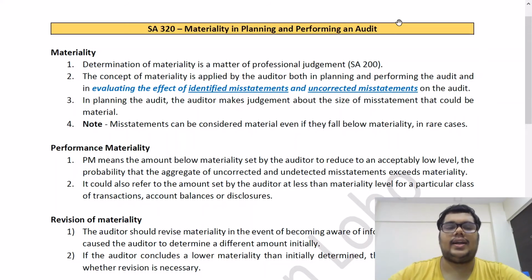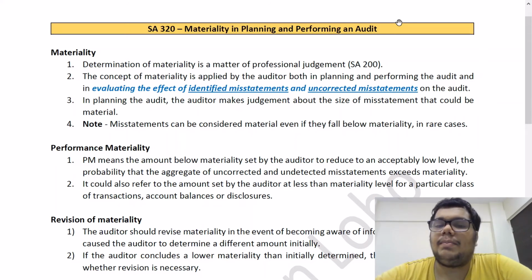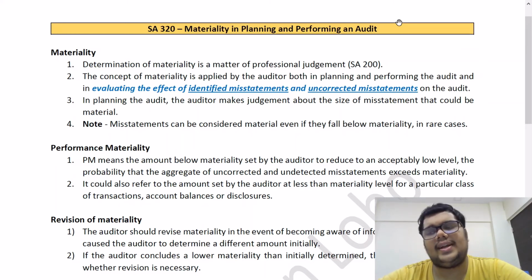So let us see this point again. The concept of materiality is applied by the auditor both in the planning and performing of an audit and in evaluating the effect of identified misstatements and uncorrected misstatements on the audit. Point number 3, in planning the audit, the auditor makes a judgment about the size of misstatement that could be material. So this is again like the first point, professional judgment we have to apply.